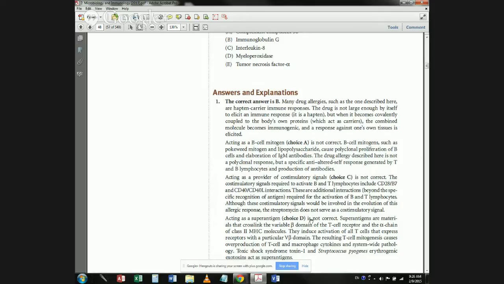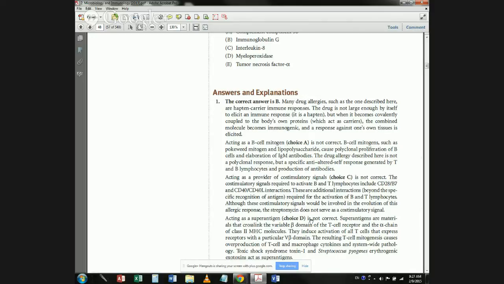B cell mitogens such as pokeweed mitogen and lipopolysaccharide cause polyclonal proliferation of B cells and elaboration of IgM antibodies. The drug allergy described here is not a polyclonal response, but a specific anti-altered-self response generated by T and B lymphocytes and production of antibodies.